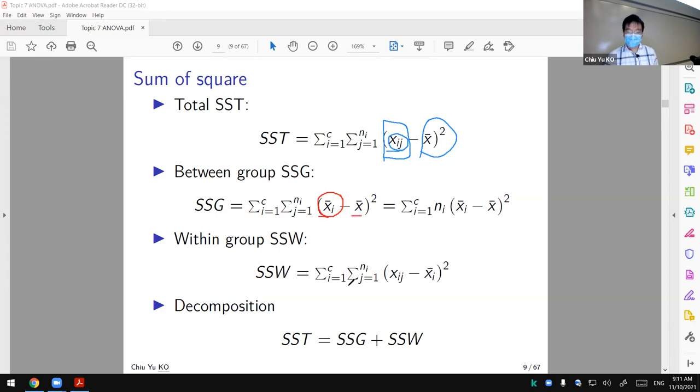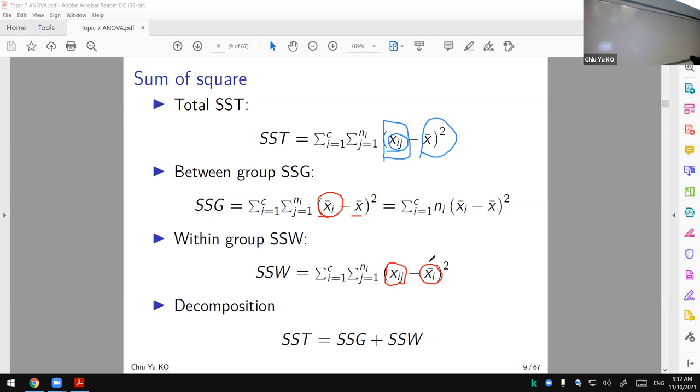Okay. And the last one, okay, is called the within group. It asks how much each observation is different from its group mean. Okay. So we don't prove the math, but it turns out the first one is equal to the sum of the second two. Okay, so let me repeat this. It's a little bit tricky.